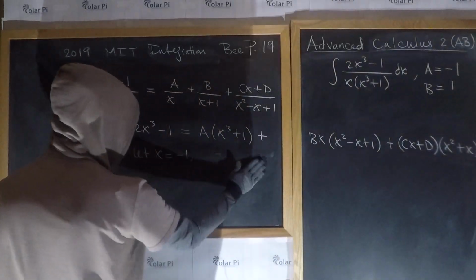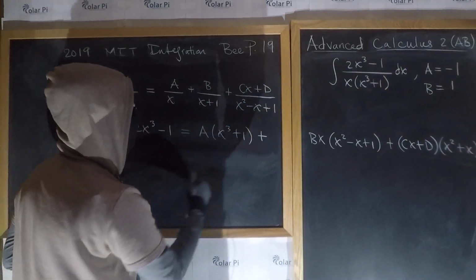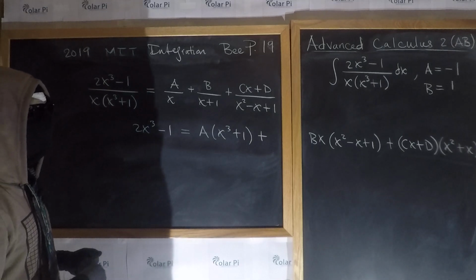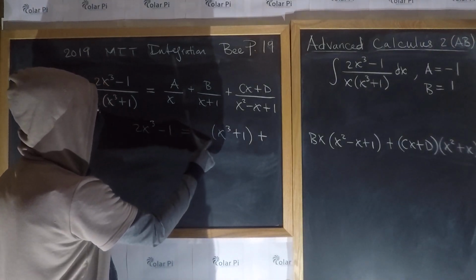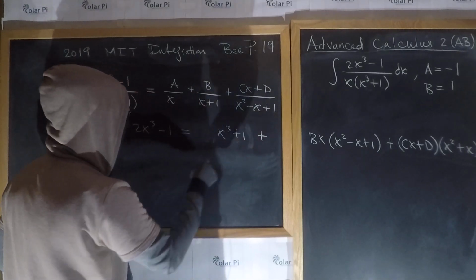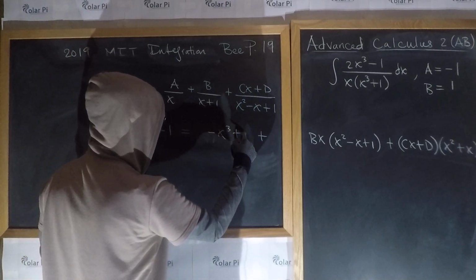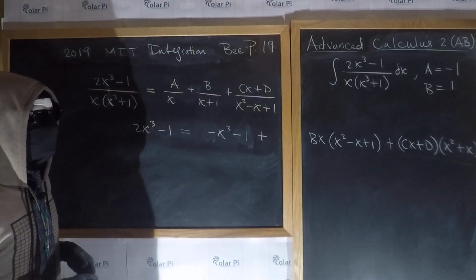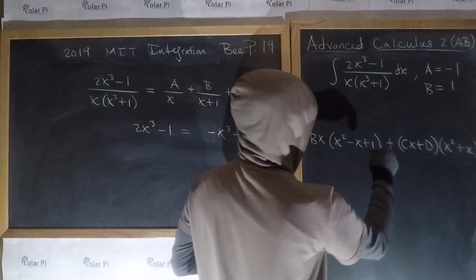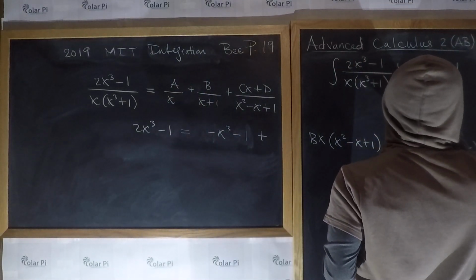Nice. Now, we know a is -1 and b is 1. So that means that I can replace a here with -1, which amounts to putting a -x cubed and then -1 in this part, right? And then we know that b is equal to 1. So b is equal to 1, and this is not written well.